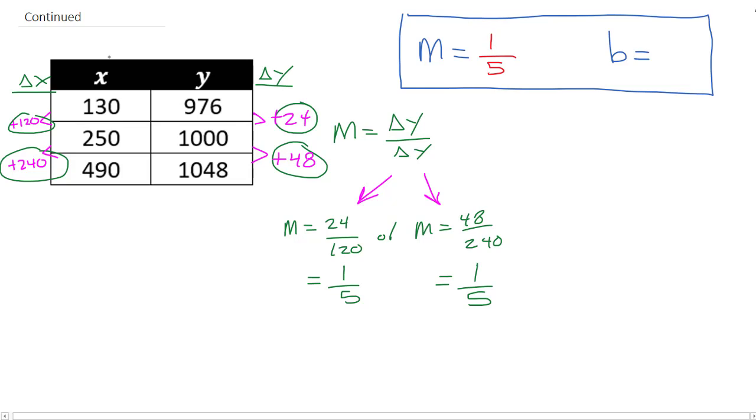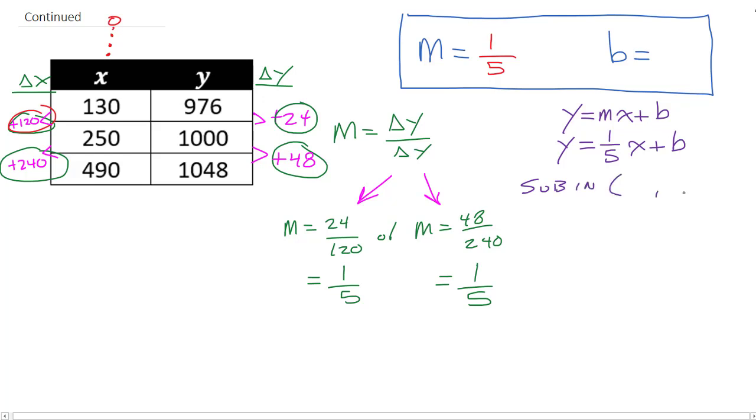Now we need to find b. Now counting backwards, I don't really want to count backwards all the way. If I subtract 120, I'm at 10. It gets a little difficult to count backwards to 0. So instead, let's use something we've already done a ton of. Remember, we start by substituting our slope into y equals mx plus b. So y equals 1/5 x plus b. And the next thing we're going to do is substitute in a point.